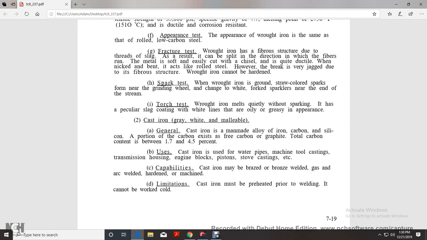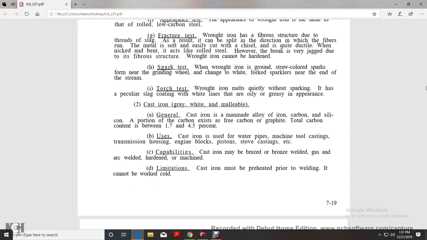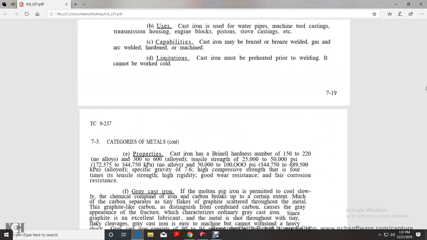Uses: cast iron is used for water pipe, machine tool castings, transmission housings, engine blocks, pistons, stove castings, etc. Capabilities: cast iron may be brazed, bronze welded, gas or arc welded, or hardened in machining. Limitation: cast iron must be preheated prior to welding, and it cannot be worked cold.